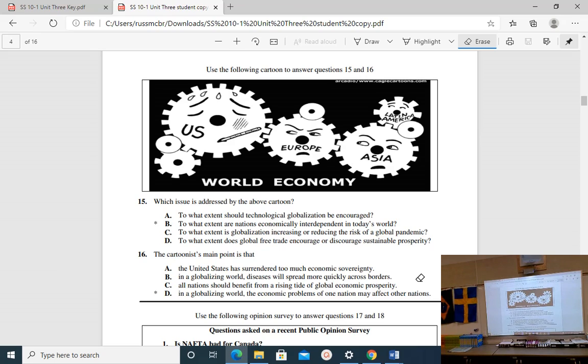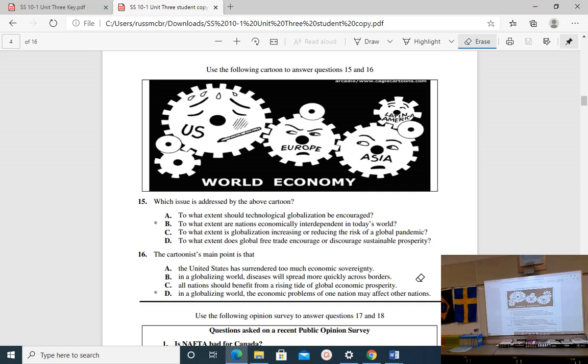So A, which issue could be in that cartoon? To what extent should technological globalization be encouraged? Well, those wheels could be seen as technology, sure, they're pieces of machines. And you could say that because we have embraced a technological world, we're now dependent upon the technology that comes from others. And because we've embraced that, we're eventually going to get sick. There's a little bit of a pull there. So I might put an M for maybe, but I'm not confident that that is the right answer.